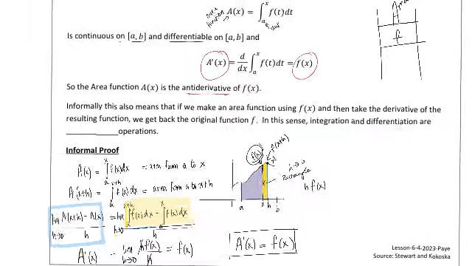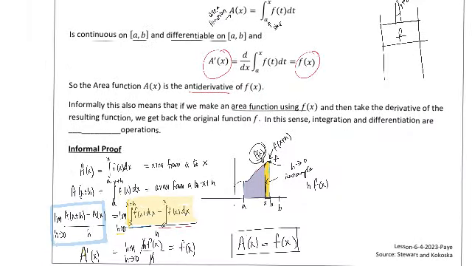Informally, this means that if we make an area function using f of x and then take the derivative of the resulting area function, right? So take the derivative of A of x, we get back the original little f. And this is why we say that integration and differentiation are inverse operations.